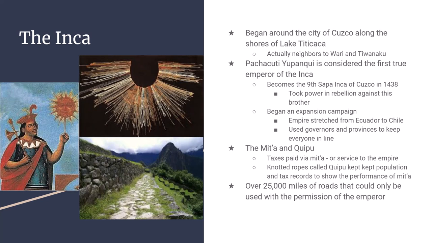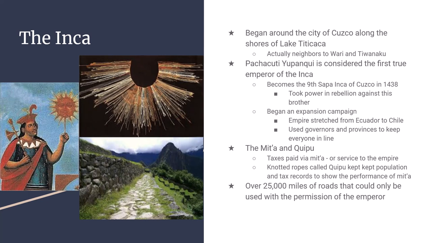The Inca have this thing called mita. And mita, it was service. If you didn't have enough money to pay your taxes, then you would perform work in the name of the Sapa Inca or the emperor. You would owe the emperor something, and then you would build a road or build a temple or something like that in exchange for money.